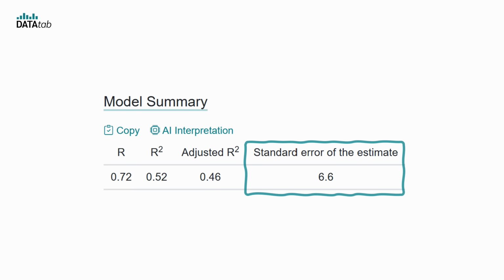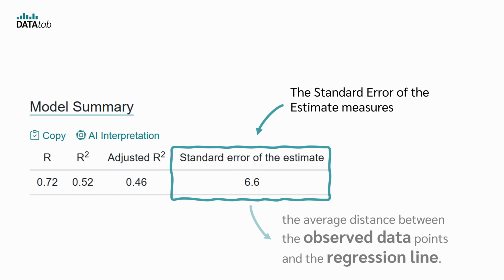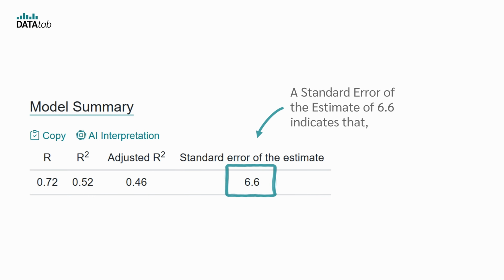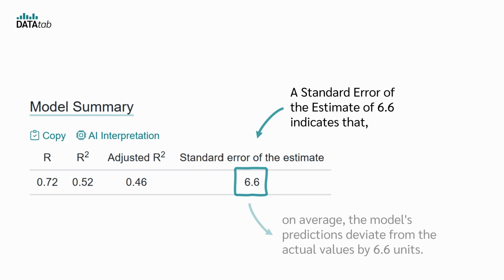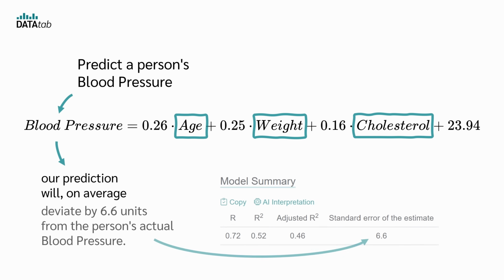Okay, and what about the standard error of the estimate? The standard error of the estimate measures the average distance between the observed data points and the regression line. A standard error of the estimate of 6.6 indicates that, on average, the model's predictions deviate from the actual values by 6.6 units. So if we predict a person's blood pressure using their age, weight, and cholesterol level, our prediction will, on average, deviate by 6.6 units from the person's actual blood pressure.